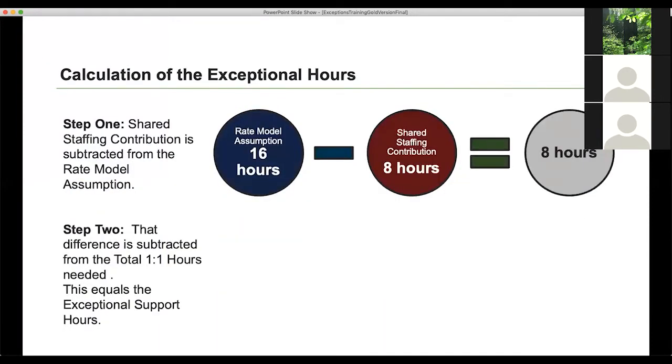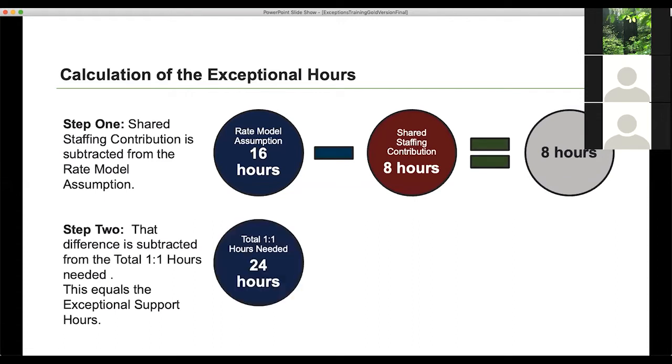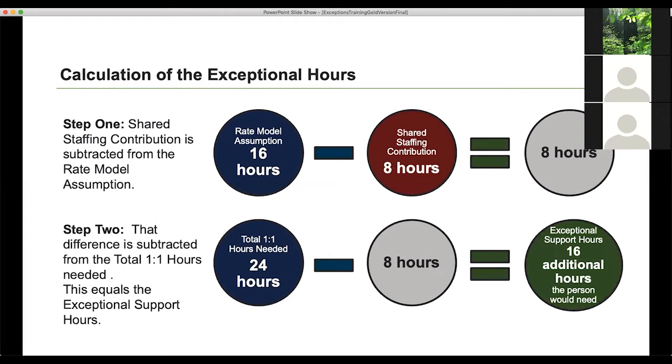Now, the example we said was someone needs 24 hours of that one-to-one actively engaged support. So we start with our 24 hours, and we take away the 8 hours that are part of that rate model. So they get 8 hours of that dedicated one-to-one already. We minus that, and that leaves 16 more hours that that person needs that dedicated DSP. So if this exception was approved for that request for 24 hours, that add-on would reflect the funding for 16 additional hours per day of staffing support for that individual.